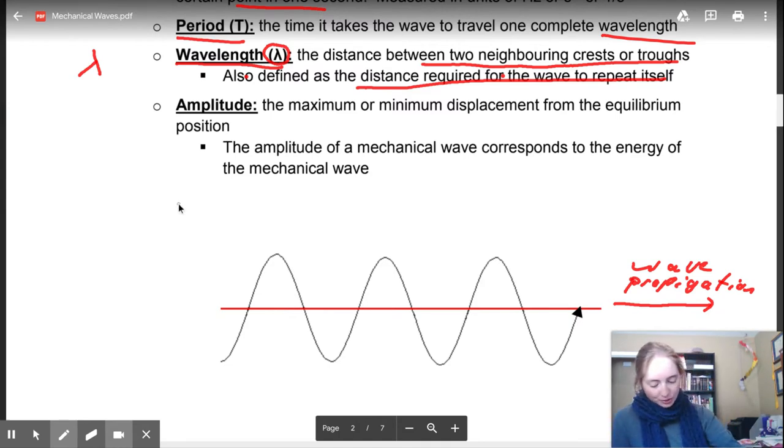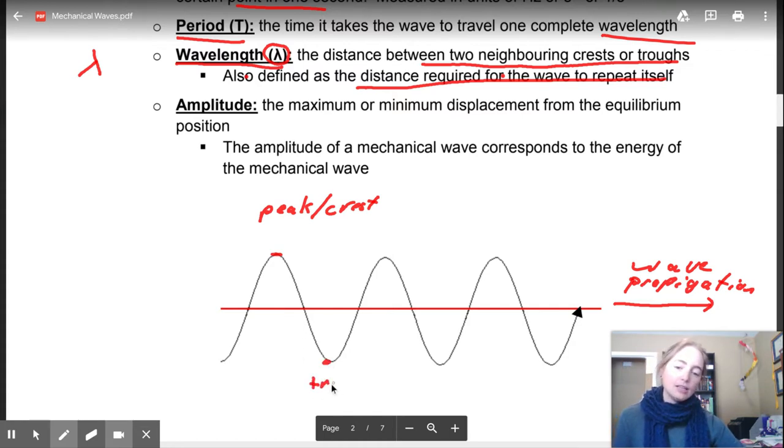Okay, so we looked at the definition of a peak and a crest. This in the wave is either called the peak or the crest. It's the top of the wave. This is called a trough. Makes sense. It's the low part of the wave. And this middle piece here is equilibrium.